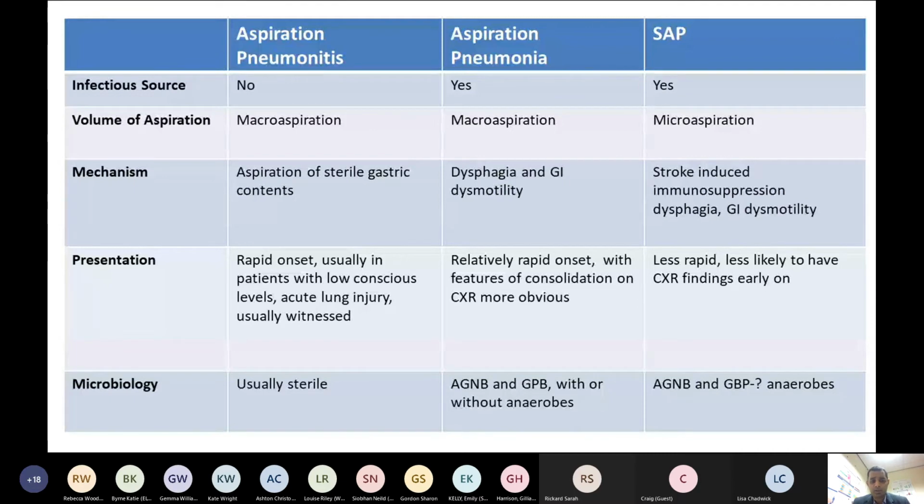And again, we talked about microbiology here, with aerobic gram-negative bacteria and gram-positive bacilli with or without anaerobes. Whereas SAP is more of a microaspiration, I would think, and associated with stroke-induced immunosuppression, dysphagia, and GI dysmotility, as with aspiration. It's potentially less rapid, and you're less likely to find chest X-ray findings early on. And there's a mixture of organisms, and it's unclear if viruses are contributing to this as well.